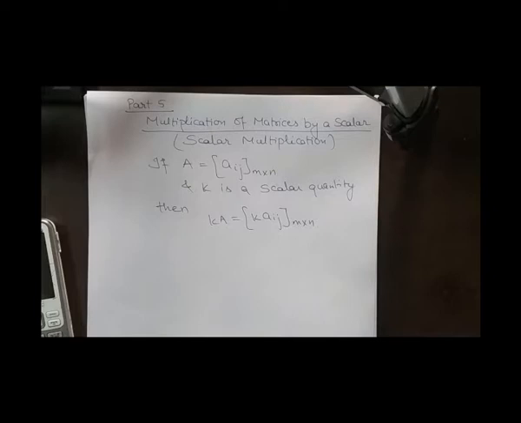Scalar multiplication. If there is a matrix A whose elements are given as a_ij and the order is m into n, and k is a scalar quantity with which we have to multiply the matrix, the new matrix kA has elements k a_ij and the order remains m into n.